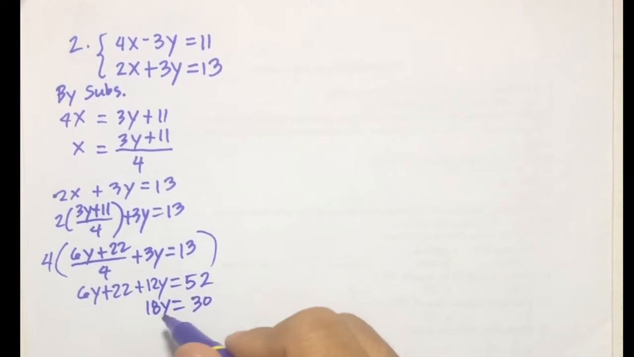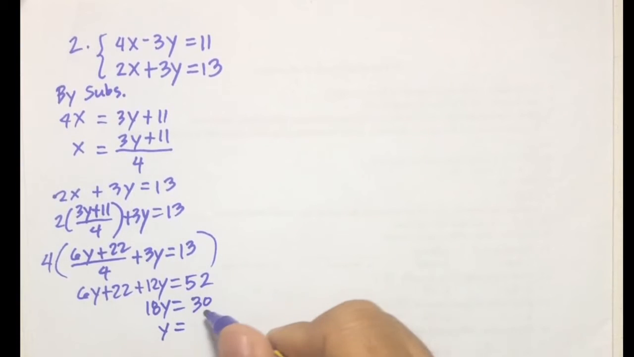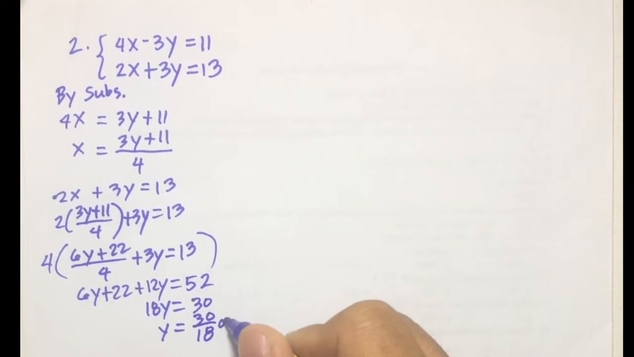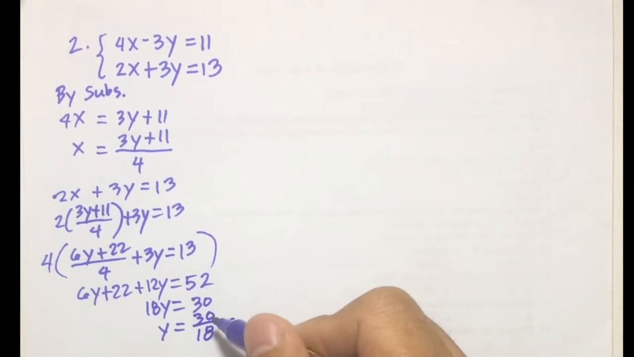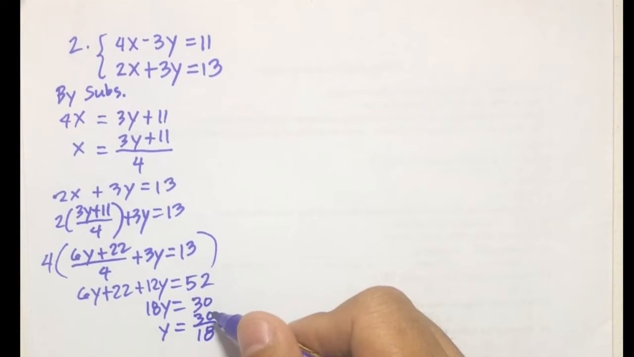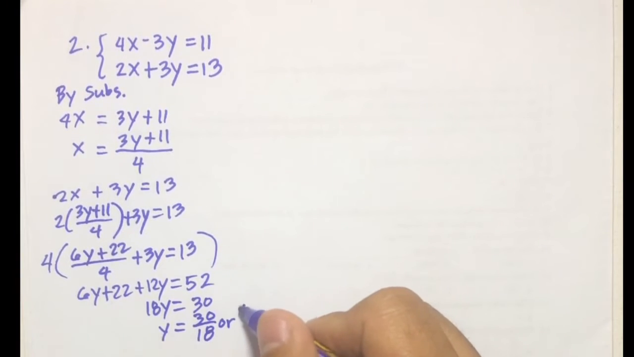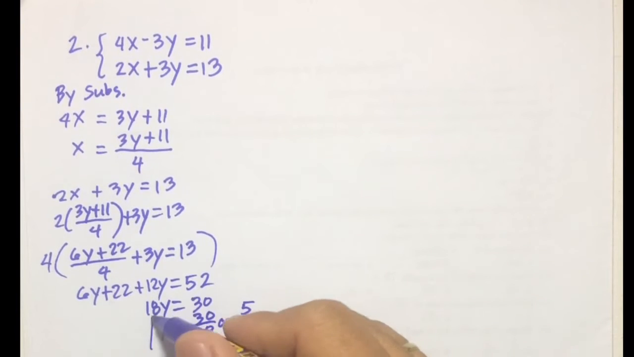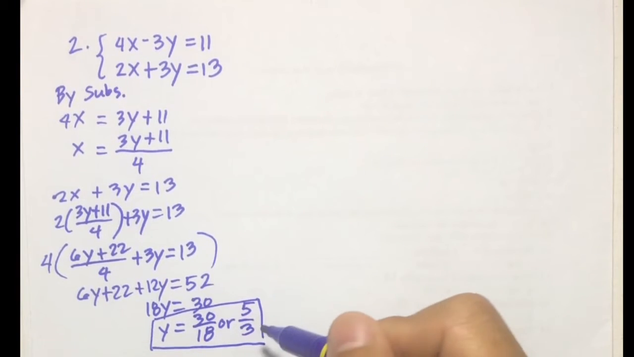Then dividing both sides by 18, we can have y equals 30 over 18. Or simplifying this one, we can divide the numerator and denominator by 6. So we're going to have 5 over 3. So this will be the value of y.